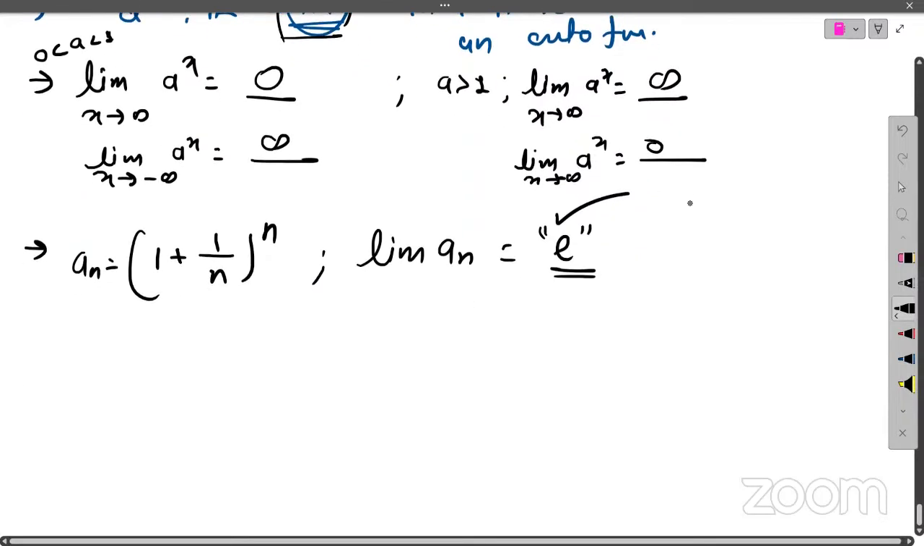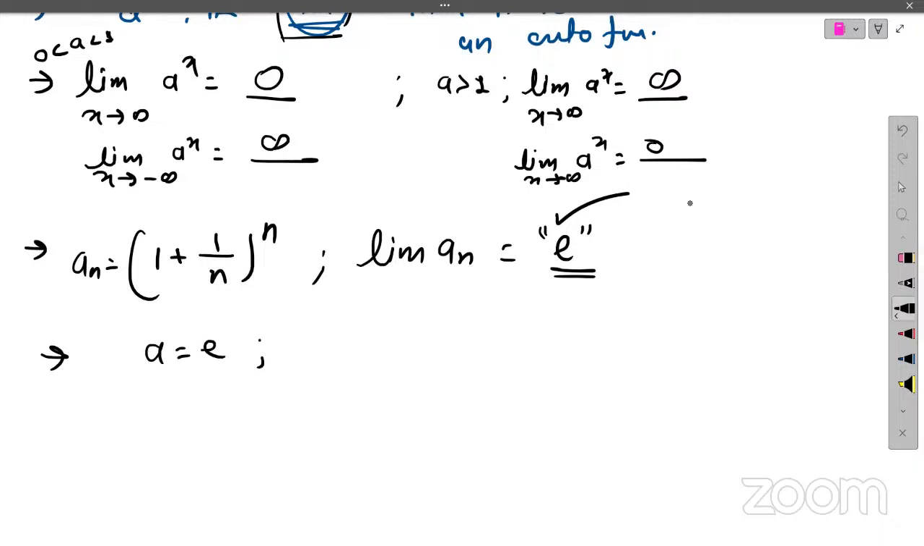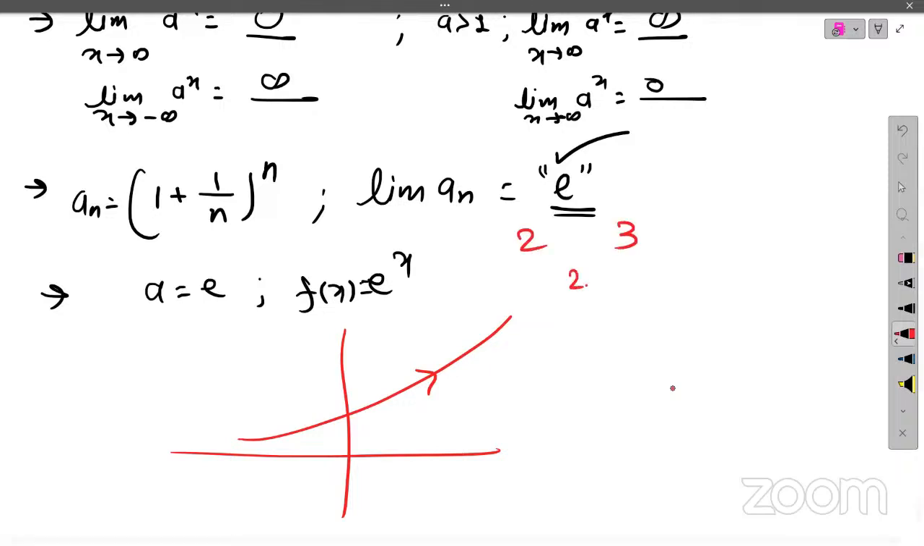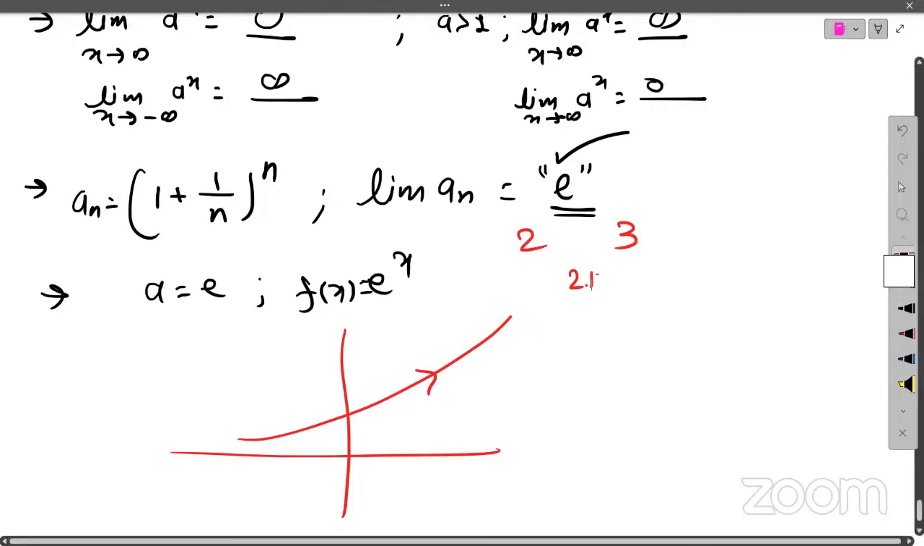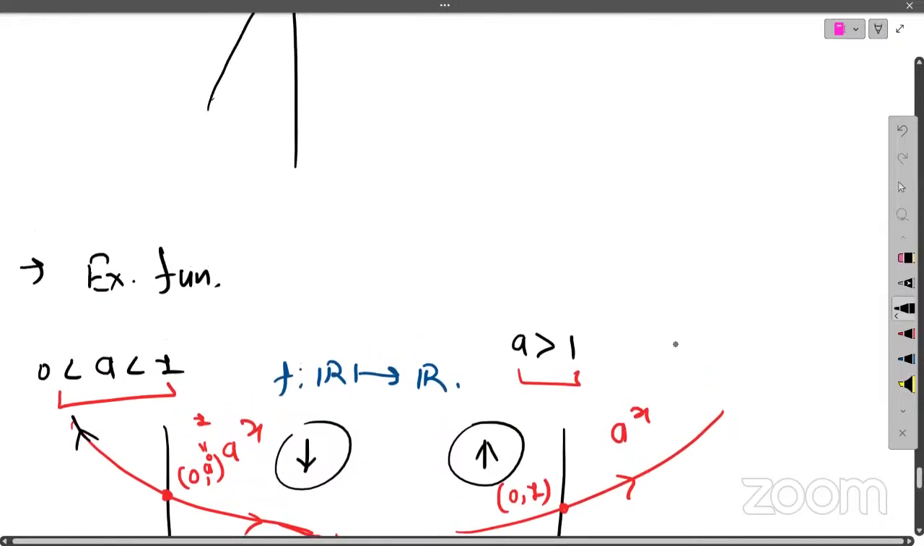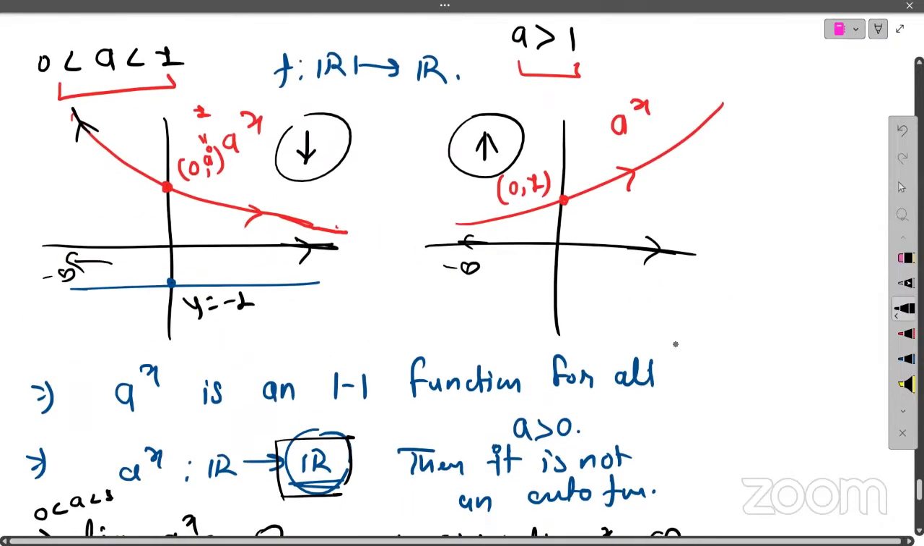So that's why we separately study the exponential function when the value of a is equal to e. This is known as the natural exponential function, f of x equals e to the power x. This function also has the same type of graph, because the value of e is between 2 and 3, something like 2.718. So it is strictly greater than 0, and that's why the function f of x equals e to the power x will have such behavior. Is there any doubt in the exponential function? Anything which is not clear?